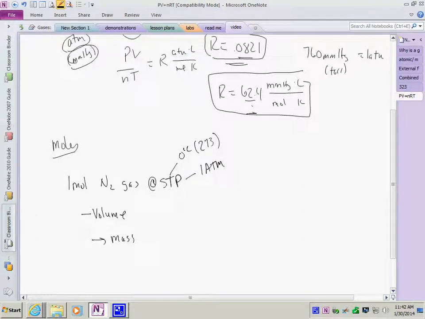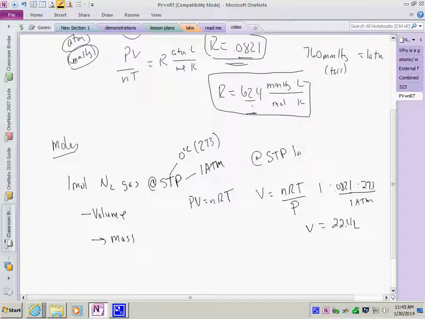Okay, so let's solve for the volume. I have PV equals nRT. I'm solving for V, so divide out the P, and V equals nRT over P. That's 1 mole times 0.0821, which I use because I'm using atmospheres, times 273, divided by 1 atmosphere. When you multiply this all out, the volume is going to be 22.4 liters.